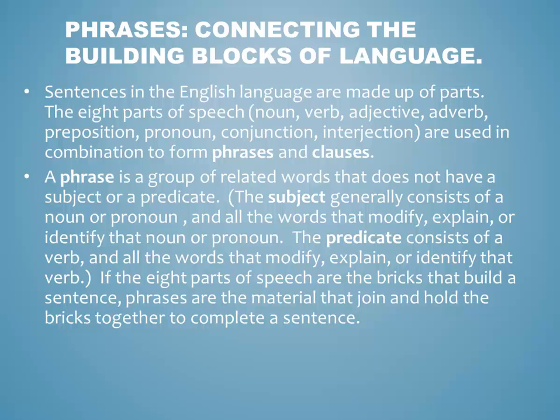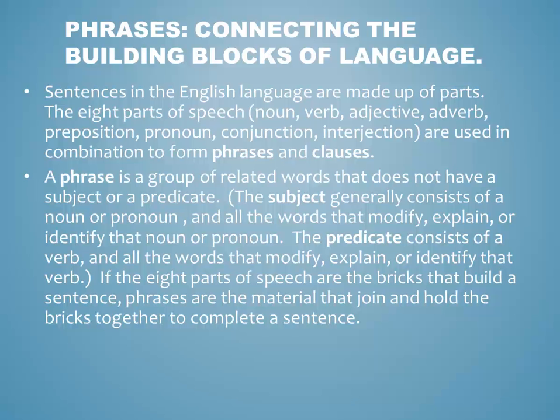Now, the subject in a sentence is generally a noun or a pronoun, but it's also all the words that modify, explain, or identify that noun or pronoun. When we talk about the complete subject, there are 2 different designations here. One's the simple subject, which would be just the noun or the pronoun, and the complete subject would be the noun and the pronoun and all the words that modify, explain, or identify it.